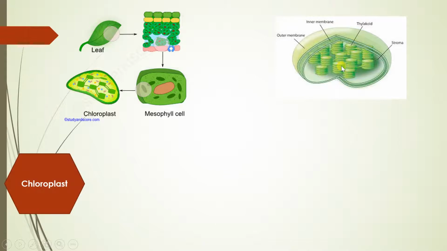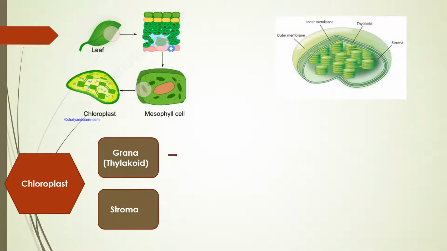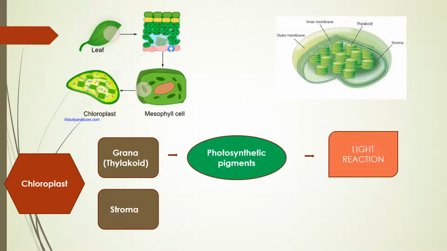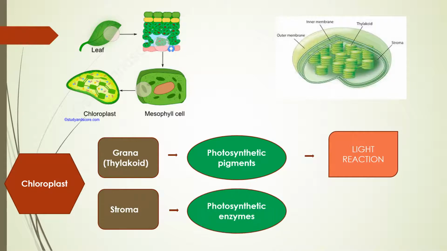Since photosynthetic pigments are located in the thylakoid or grana portion of the chloroplast, it acts as the site of light reaction. Stroma is the hydrophilic matrix where photosynthetic enzymes are seen, so stroma acts as the site of dark reaction. So grana or thylakoid is the site of light reaction and stroma acts as the site of dark reaction.